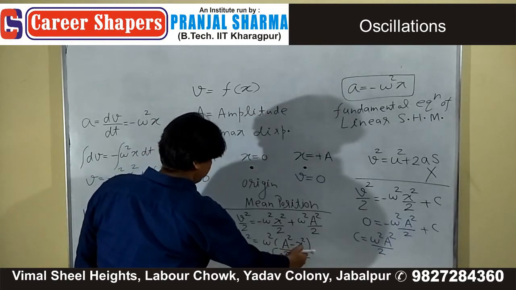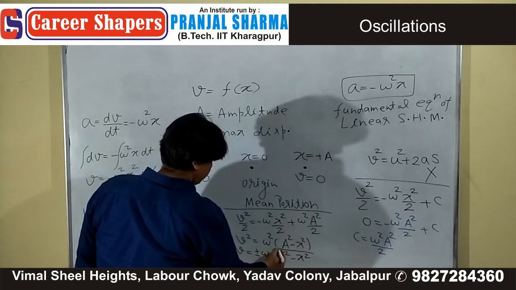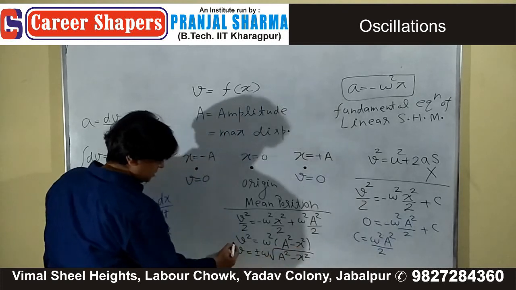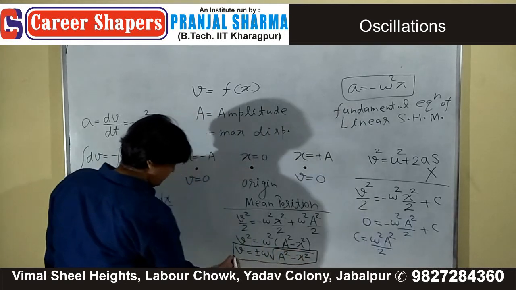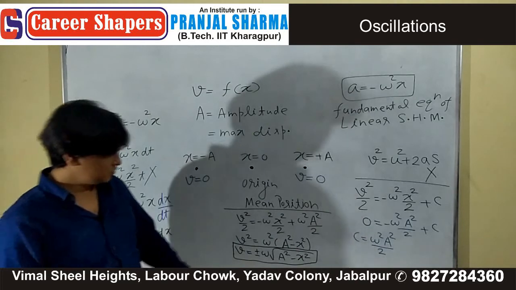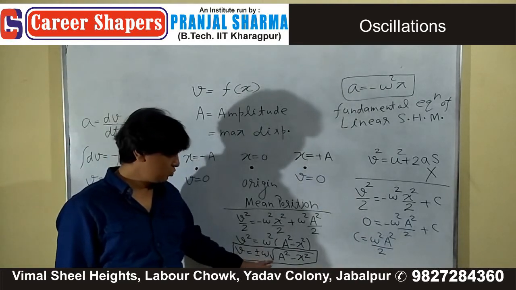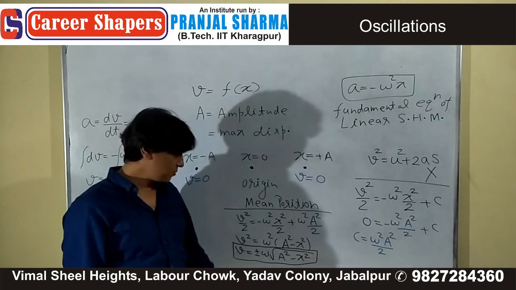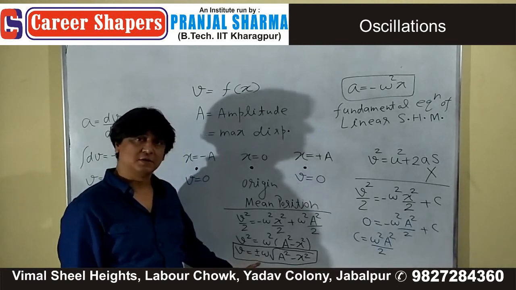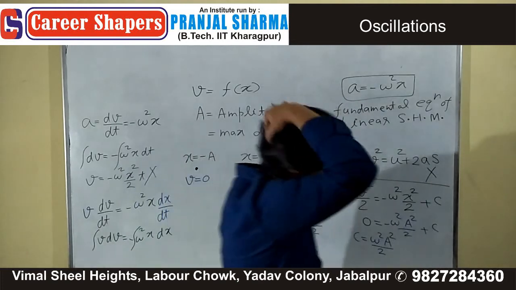This is the final result for this article. An important part you need to remember. What is v? Plus minus omega root over a square minus x square. Now, do you understand the meaning of plus and minus? Why do I write plus and minus?